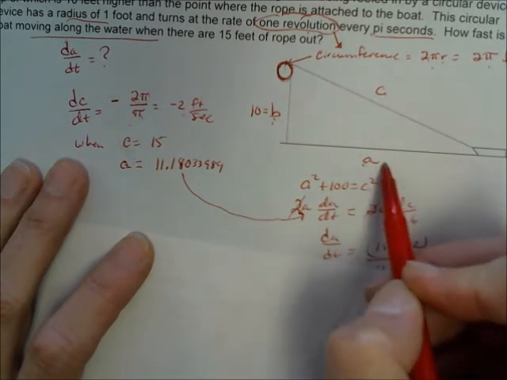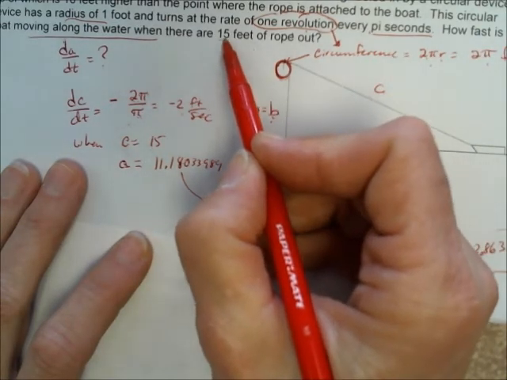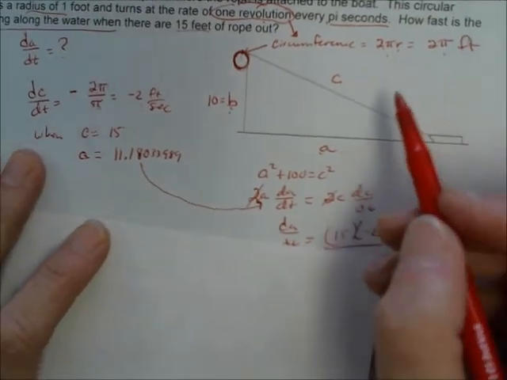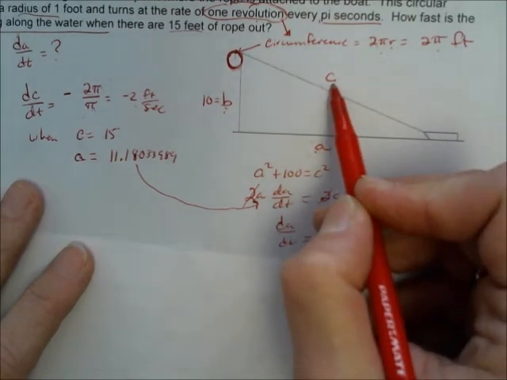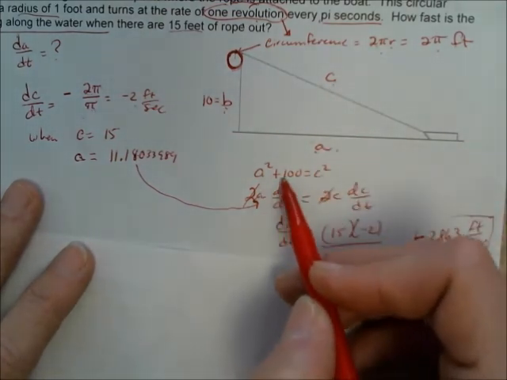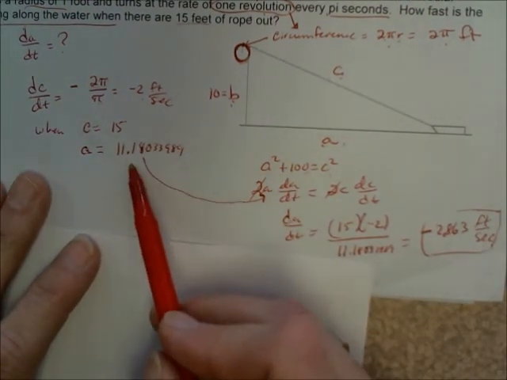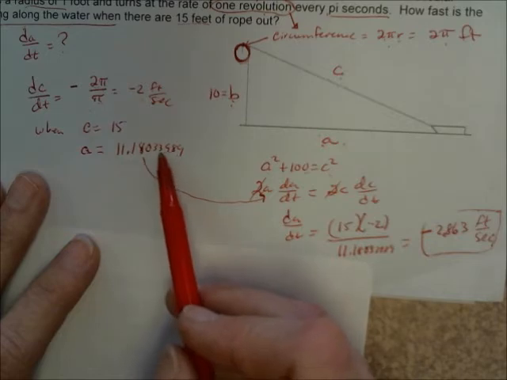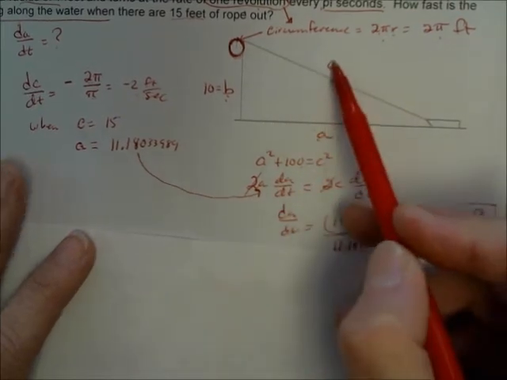They want to know what is dA/dt when 15 feet of rope is out. So we have to substitute 15 in for C and use a squared plus b squared equals c squared to figure out what a is. Well, a turns out to be this long decimal, 11.1803399, if you use the Pythagorean theorem when c equals 15.